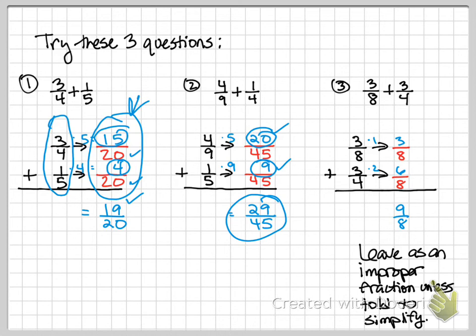In this final example, I have 3/8 plus 3/4. In this one, the least common multiple happens to be 8. So the top fraction doesn't have to change. All I have to do is rewrite it. Below, 4 goes into 8 twice. 3 times 2 is 6. I can then add 3 and 6 together, which is 9. And my final answer is 9/8.